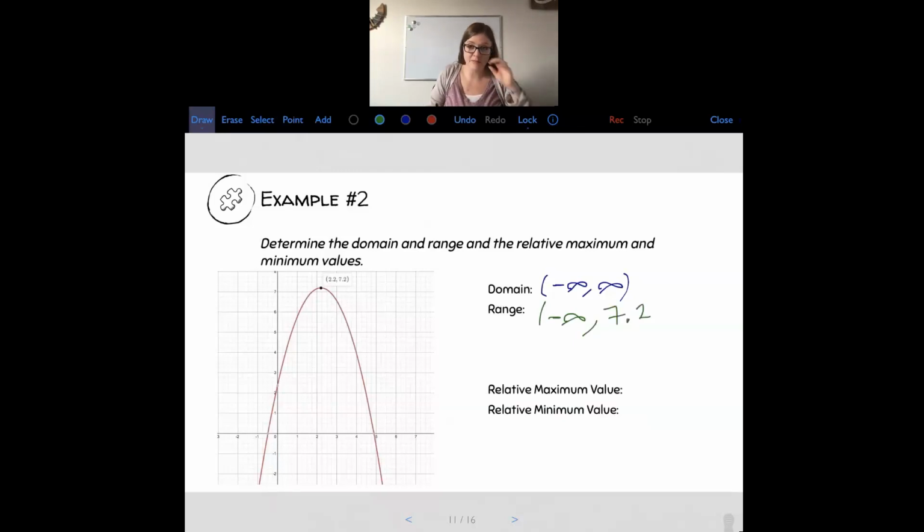Okay, and since there is a point there, the graph is filled in, there's no open circle, it gets a bracket. The relative maximum value, so when you see this word value, it's talking about the y coordinate of the relative max. Our relative max is here at the top of the hill, so it's 7.2. And for relative min, there is none. Okay, there's no values present on this graph.